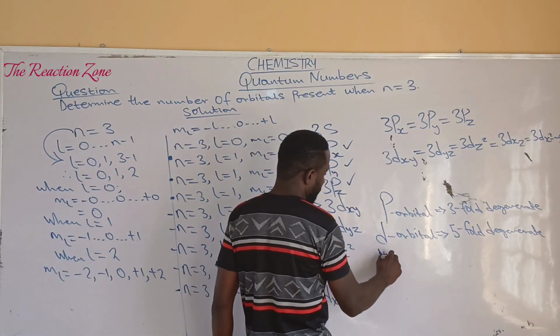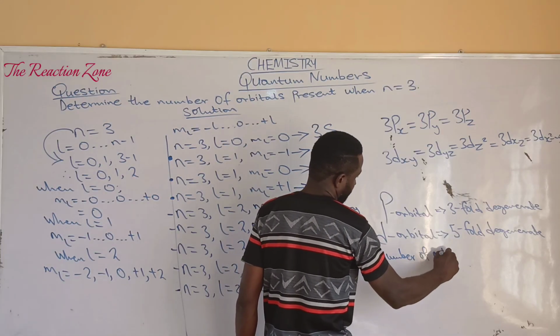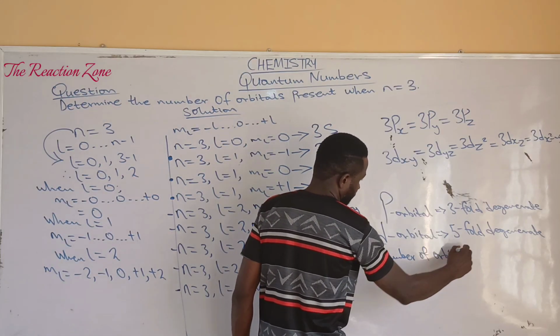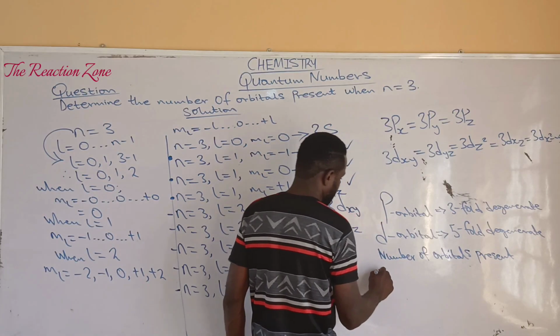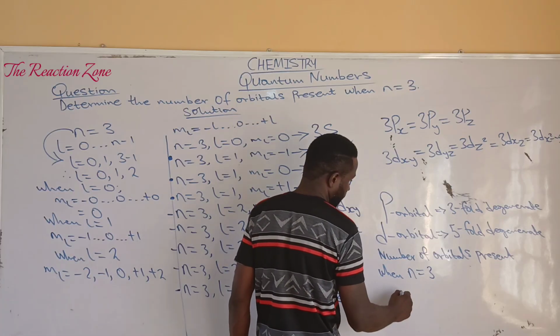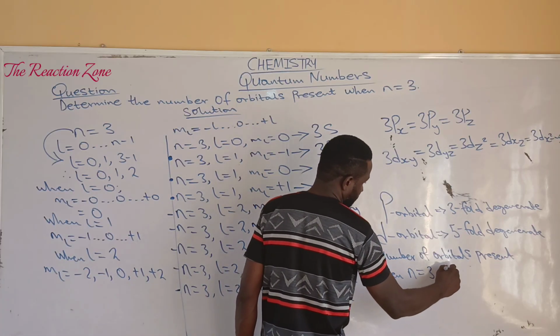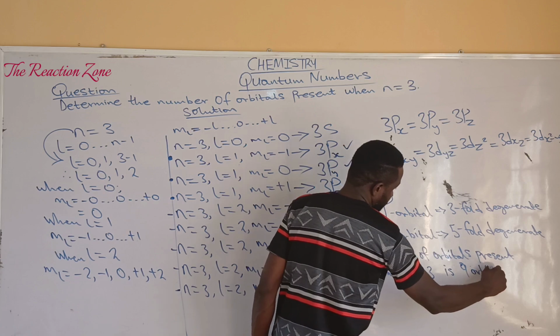So the number of orbitals present when the principal quantum number n is equal to 3 is 9 orbitals.